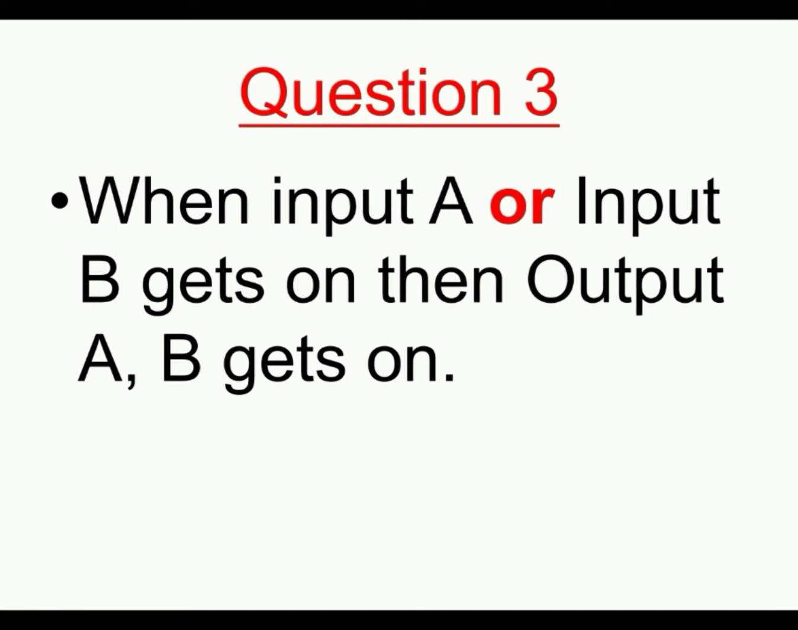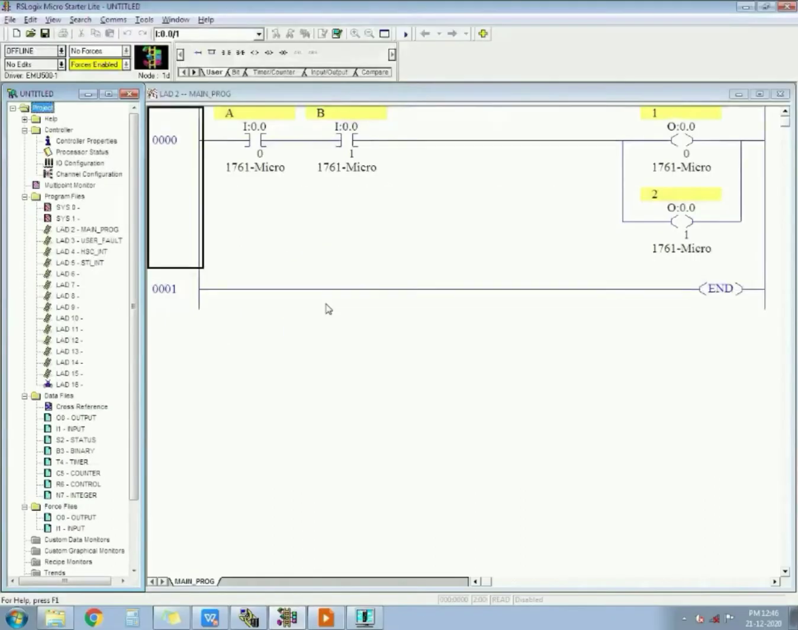So I will go for inputs. Here I have written input A or input B. It means I have to use OR gate. It means I have to use a parallel in input A and input B, because either input A or input B gets on, then output AB gets on. Okay, so I will go for the solution.